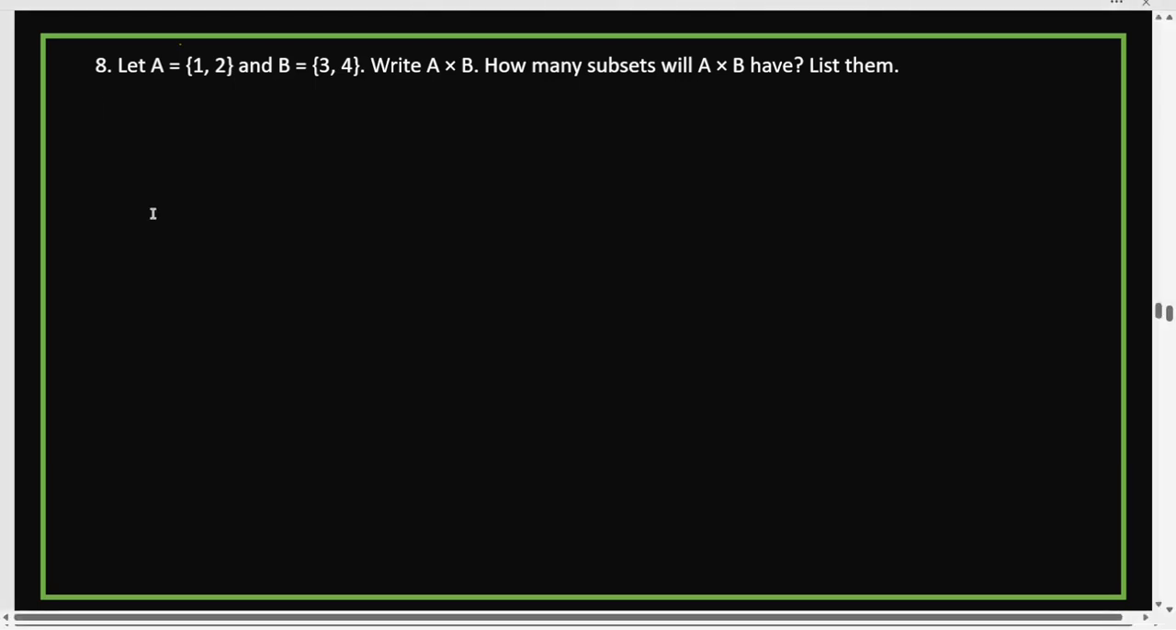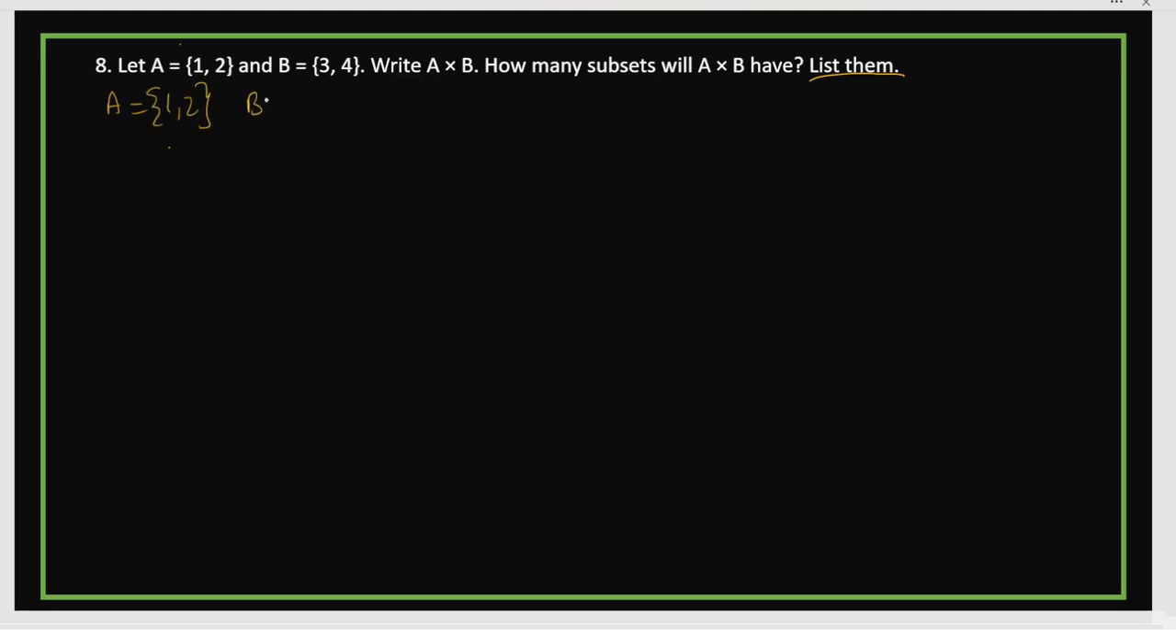Now we move to the eighth question. Here, two sets are given: A equals 1, 2 and B equals 3, 4. Write A cross B. How many subsets will A cross B have? And list them. A equals 1 comma 2 and B is 3 comma 4.